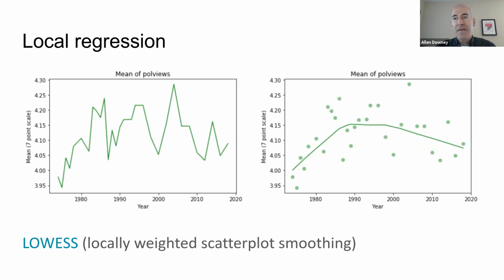The figure on the left shows the raw data just connected by lines. The figure on the right shows a local regression line. So I've taken the raw data and plotted it as the little circles. And the local regression line is computed by LOWESS, which stands for locally weighted scatter plot smoothing. And it's basically just a smooth curve that goes roughly through the data. We don't have to get into a lot of detail about how it's computed.